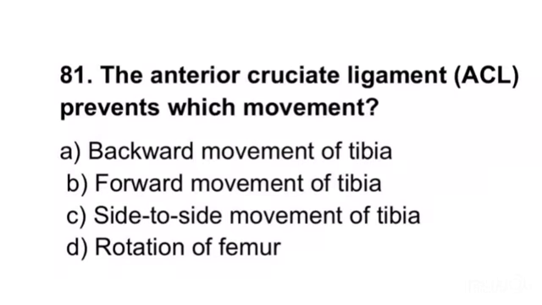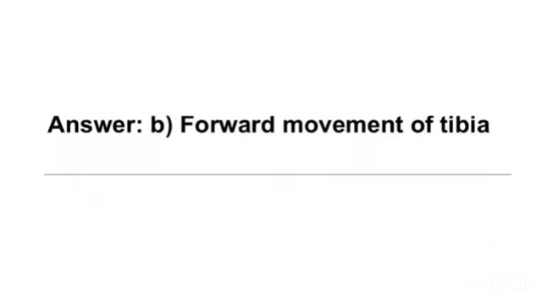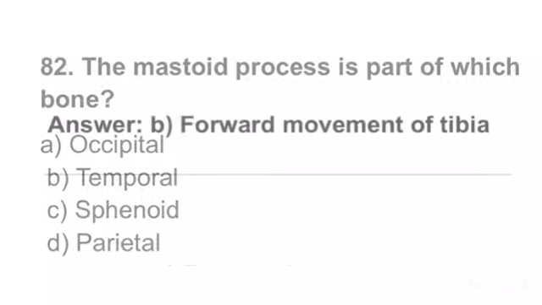81. The anterior cruciate ligament, ACL, prevents which movement? A. Backward movement of tibia. B. Forward movement of tibia. C. Side-to-side movement of tibia. D. Rotation of femur. Answer, B. Forward movement of tibia.